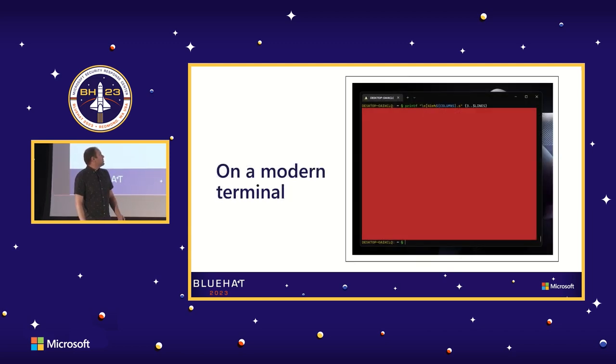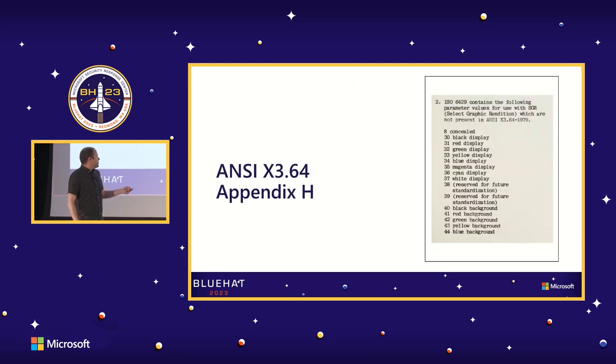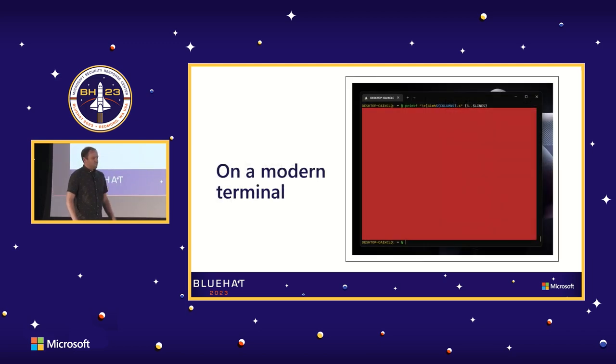There's a bit more to this. This is Windows Terminal. If you look very closely up there, I don't know how visible that is, there's a 41M there. And if we just look back here, 41M is a red background. So yeah, we can use the standard to change the color of the background and the text.